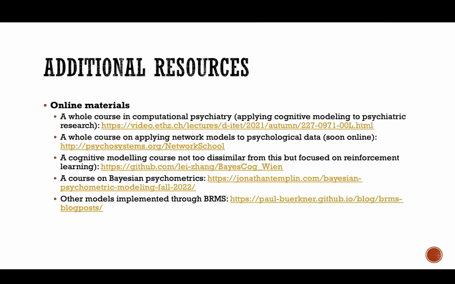A bunch of online materials. Again, I just want you to have this stuff available because you might need it at a certain point. There's a course in computational psychiatry, applying cognitive modeling to understanding psychiatric conditions, which is online there. There's a course on network models applied to psychological data, that's there. There's a cognitive modeling course that is not too dissimilar from this, but only focused on reinforcement learning, that's there. There's a course on Bayesian psychometrics, mostly measurement error, that's there. And there's a list of cognitive models implemented in brms there.